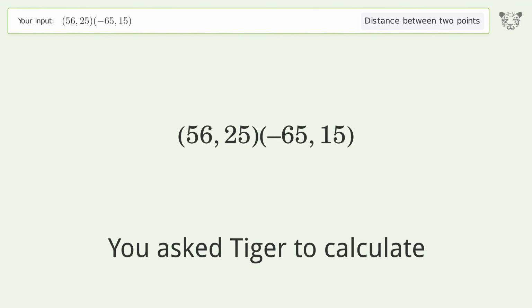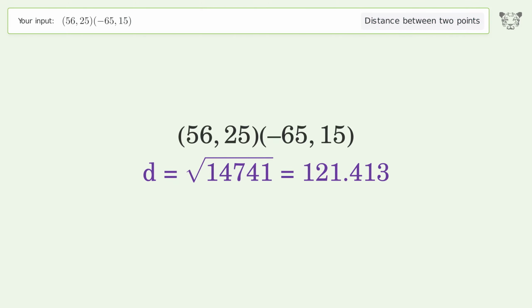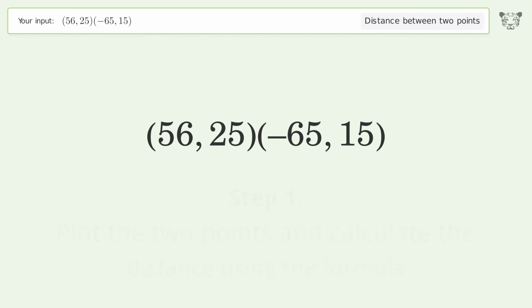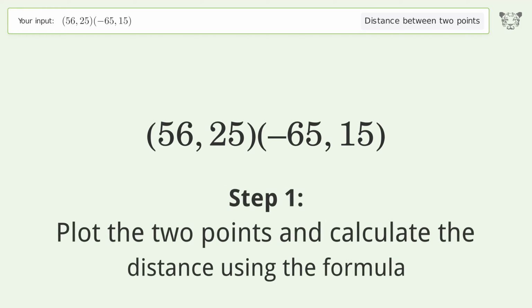You ask Tiger to calculate. This deals with the distance between 2 points. The distance between the 2 points is the square root of 14,741, or 121.413. Let's solve it step by step. Plot the 2 points and calculate the distance using the formula.